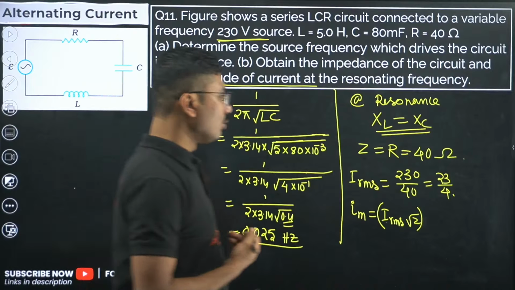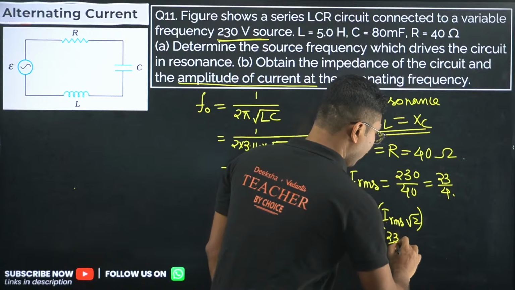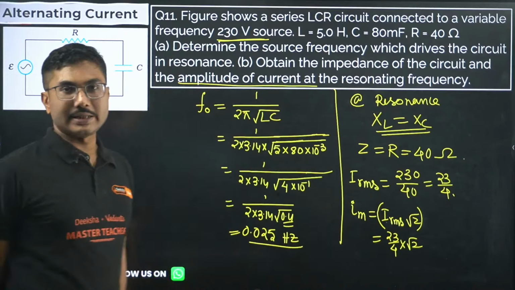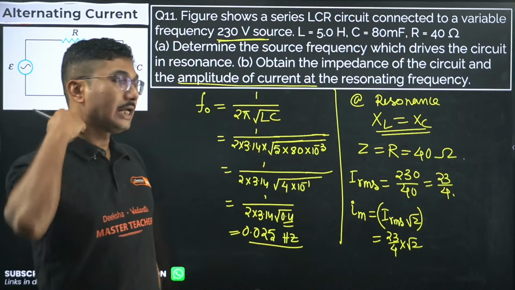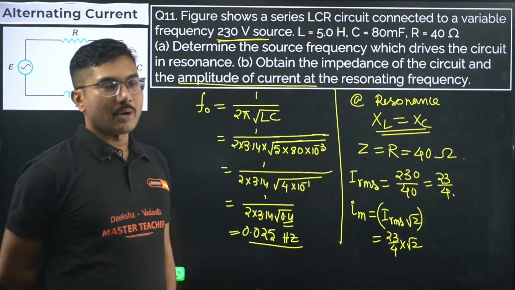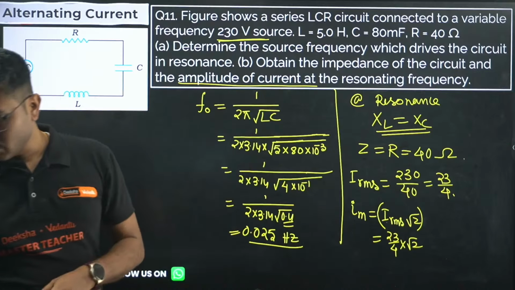This is a new question straight from your NCERT. If this question comes and you say, sir, I have only solved I RMS, I have not calculated maximum current, then 1 mark will be deducted if you do not calculate this portion.